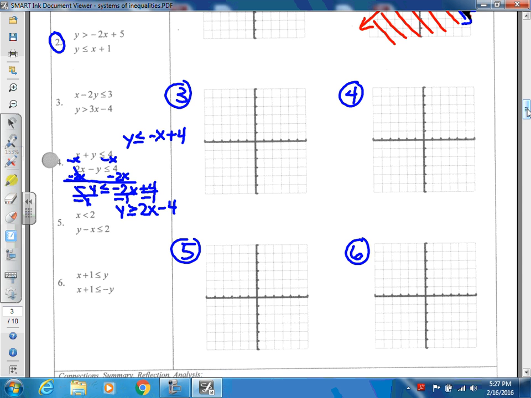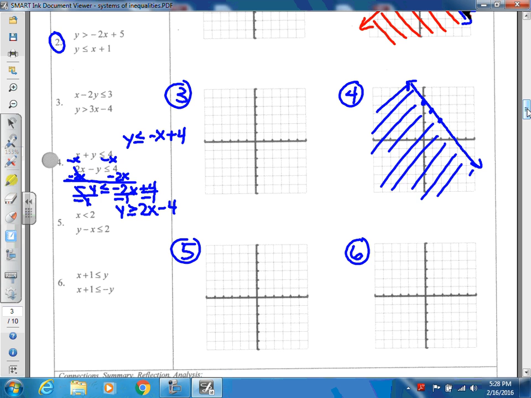And now I'm ready to graph both of them on the grid. All right, so I'm going to start with the first one. It starts at positive 4 on the y-axis, and the slope is negative 1, so down 1, right 1. And then you ask yourself solid or dashed, and this one is solid. So you take and draw your solid line. And because it's less than or equal to, it is shaded underneath the line, which is all this big region down here. Okay, then we're going to graph the second one. So we're going to start at negative 4 on the y-axis.